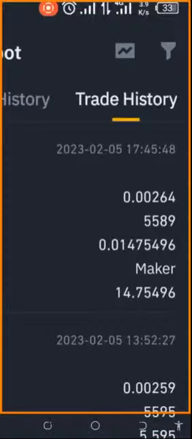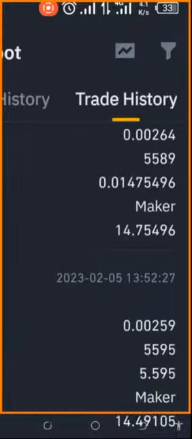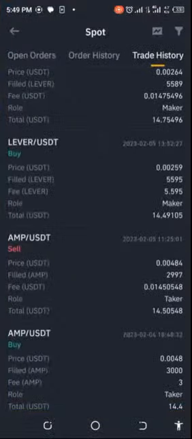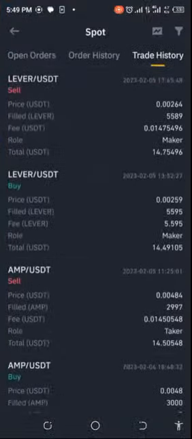Now we put it at 2640, that's 0.00264, and it immediately got sold. So this is actually a good threshold. If you take a good look at the distance, from 2590, that's about 50 in between, which is fine. And then you'll still be able to make profit, as I've shown you.